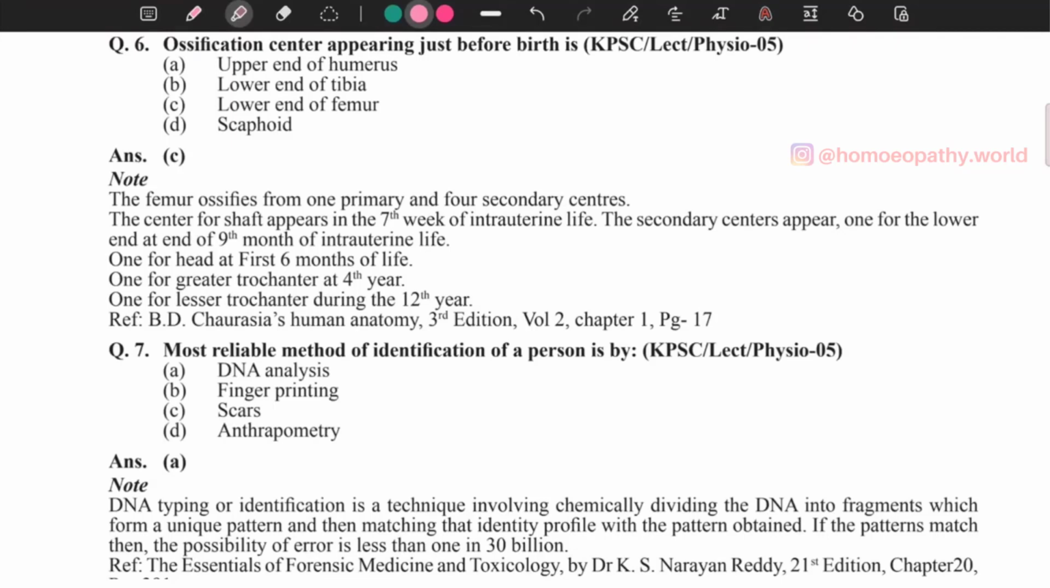The next question is, ossification center appearing just before birth is A. Upper end of humerus, B. Lower end of tibia, C. Lower end of femur and D. Scaphoid. The answer is lower end of femur.